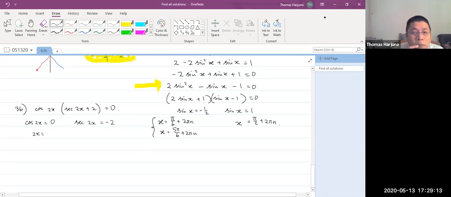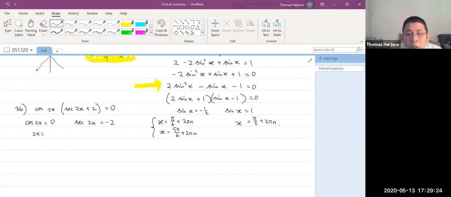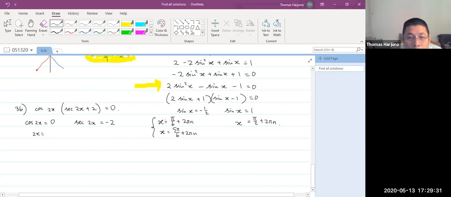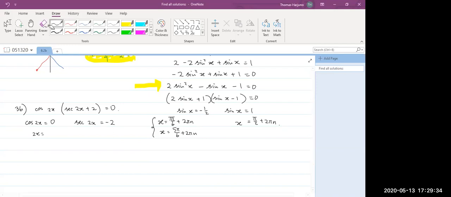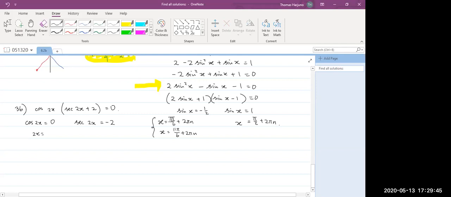Wait, Thomas, back to 34, isn't sine x of negative 1/2 at 7 pi over 6 and 11 pi over 6? Oh yeah, it's negative 1/2. Thank you. Yes, because it should be quadrant 3 and quadrant 4. Thank you. I saw that as a positive earlier. My bad. So that will be 7 pi over 6 here and 11 pi over 6. Is it okay now? Yeah, that's what I got.